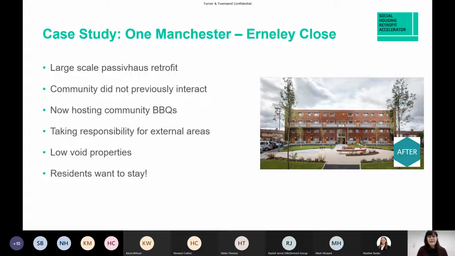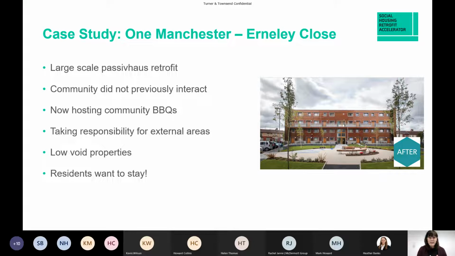But that report was a really interesting one because it actually monetised the benefit to social landlords of better performing properties, and that included things like less likelihood of the properties being void or people caring for their properties much more. So again, you don't have those additional costs and management costs of dealing with problematic tenants.